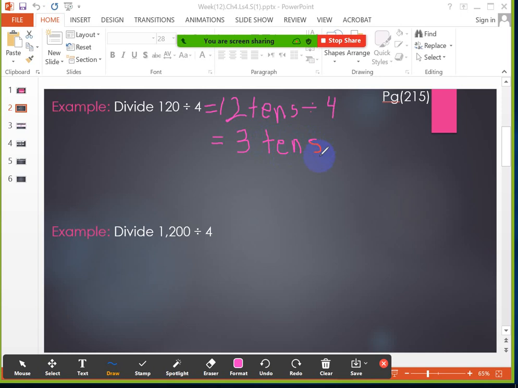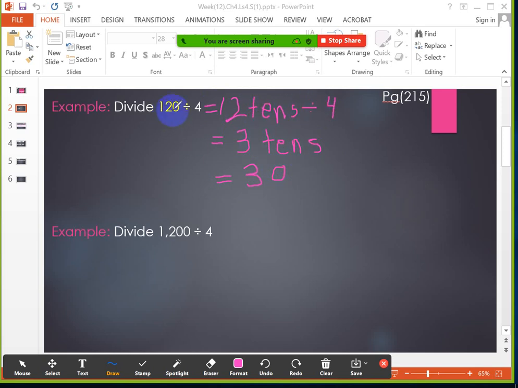Yes, in the book, on page 215, it's in the book. So when we divide 120 by 4, the answer is 3 tens. 3 tens, that means what? That means 3 multiplied by 10 equals 30. So I will use the same strategy that we used in multiplication. That means, girls, there is an easier way without those steps.